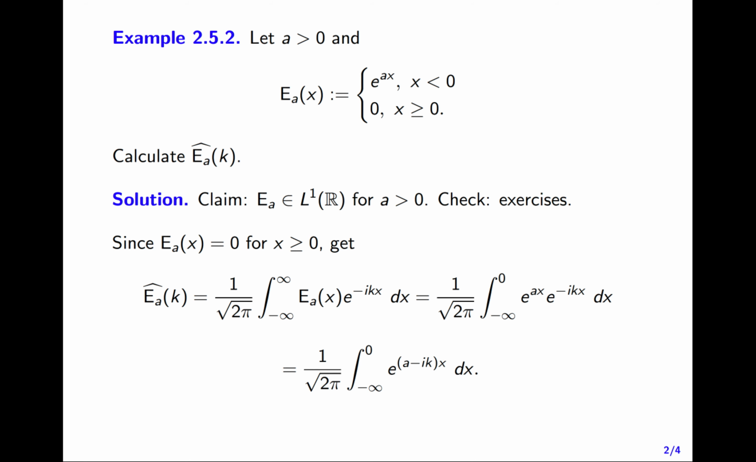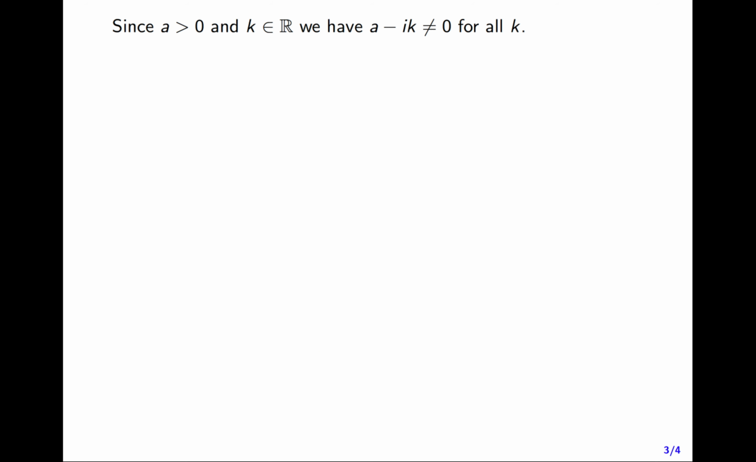And this becomes 1 over root 2 pi, integral minus infinity to 0, e to the (a minus ik)x. And here we've just combined e to the ax and e to the minus ikx into one exponential. So now we need to evaluate this improper integral from minus infinity to 0. And we can do this because a is a positive number and k is real.